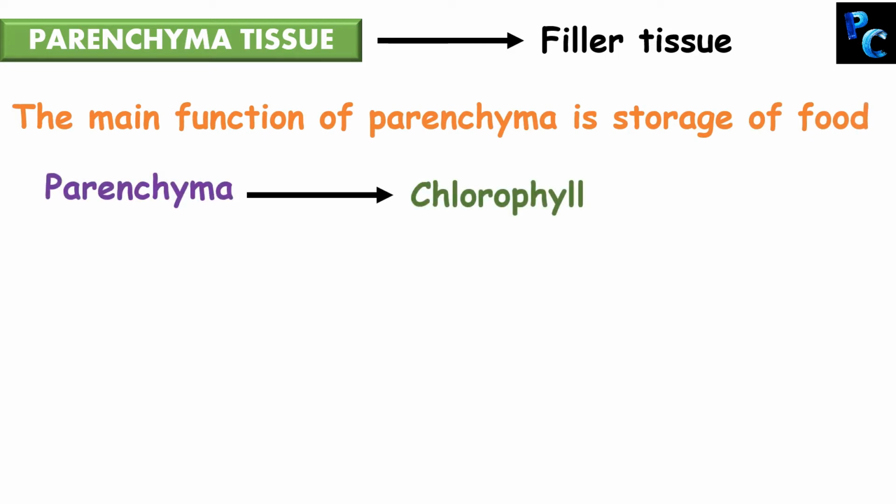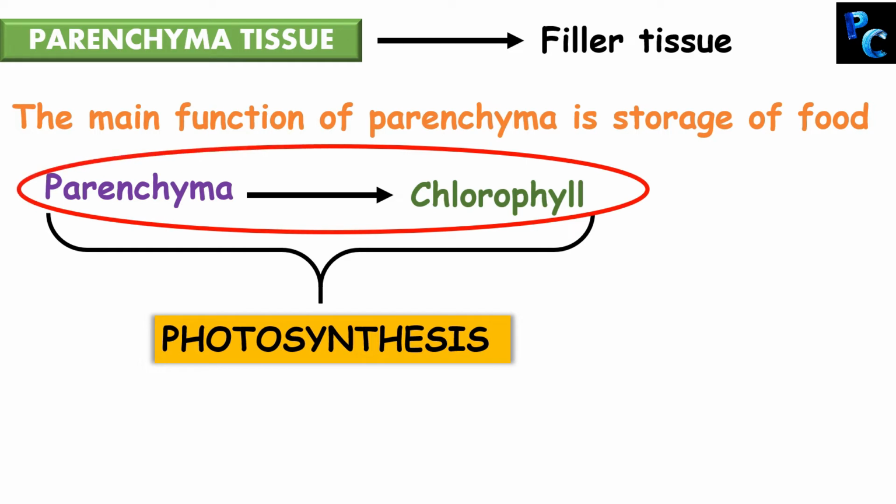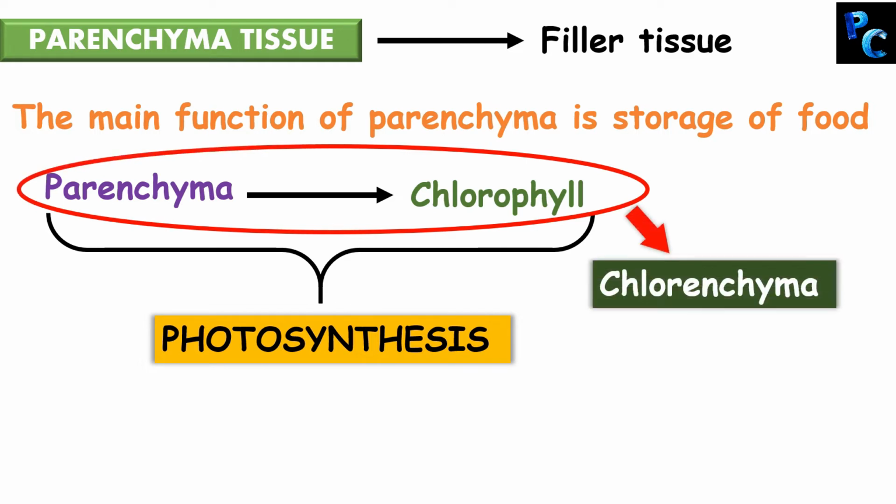Parenchyma can contain chlorophyll. So, can you guess what this kind of Parenchyma are going to do? Obviously, since there is chlorophyll, they will take part in photosynthesis. This type of Parenchyma which take part in photosynthesis and have chlorophyll are called Chlorenchyma. Don't confuse with Collenchyma, which is another type of simple permanent tissue. Parenchyma containing chlorophyll and taking part in photosynthesis is Chlorenchyma.